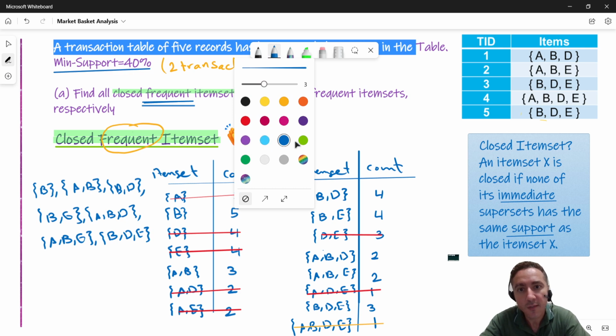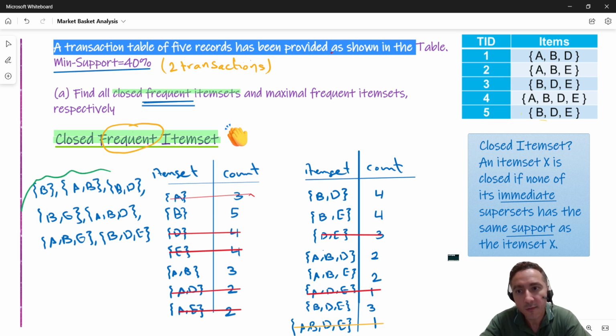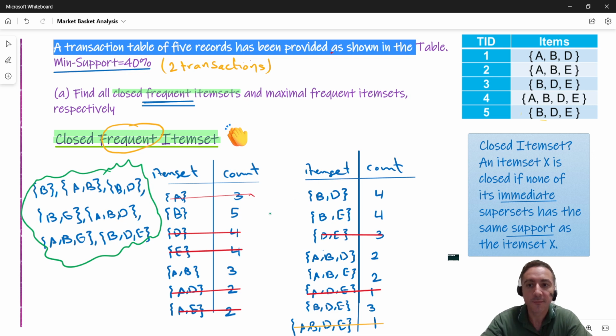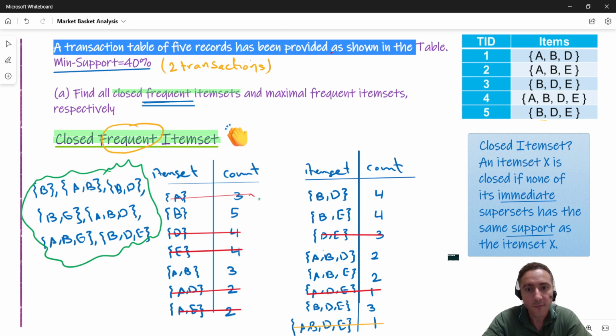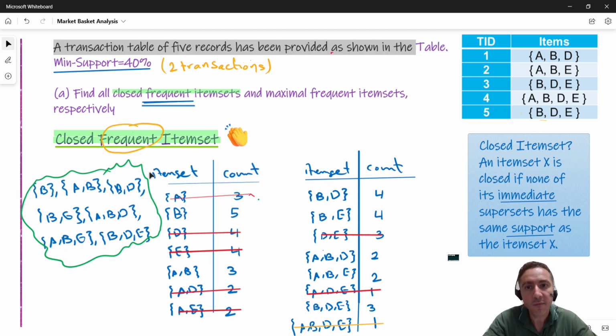Okay, so these are the closed frequent item sets for this example. I hope the support count is correct. I think it should be fine. Okay, now we move on to the last question, where we need to calculate the maximal frequent item set.